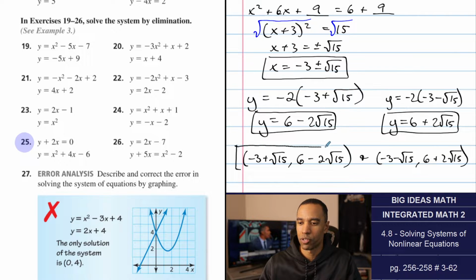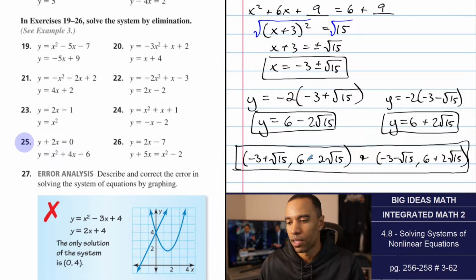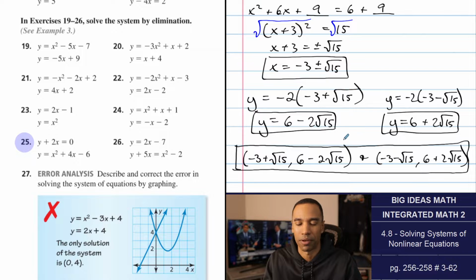Now, what are those numbers close to? I'd have to work that out. I know that root 15 is close to 4, so negative 3 plus 4 is a little close to 1, and this is a little close to, say, negative 7. That one, I know a little less so. 2 times 4, I don't know. I'm not going to deal with it. You can use a calculator if you'd like to round it, but I'm writing the exact answers there.